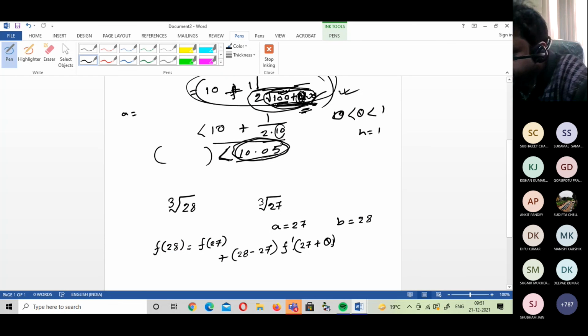f of 28, f of b is f of a, f of 27 plus b minus a, 28 minus 27, into f dash of a plus theta.